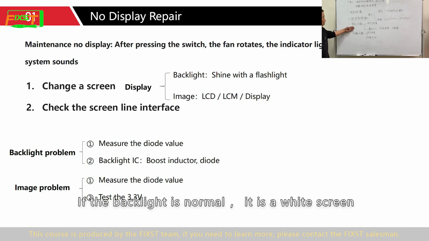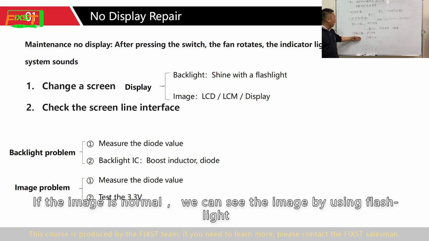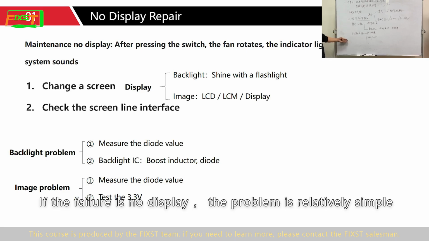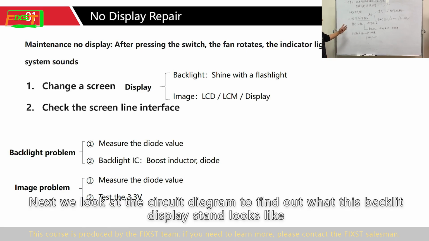If the backlight is normal, it is the screen. If the image is normal, we can see the image by using the flashlight. That's a problem of the backlight. So during our maintenance, if the failure is no display, the problem is relatively simple. Next, we look at the circuit diagram to see what this backlight display looks like.